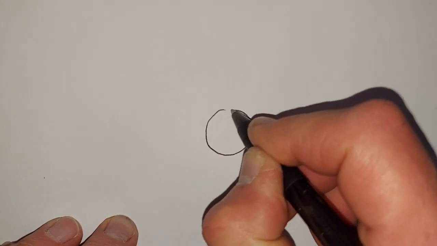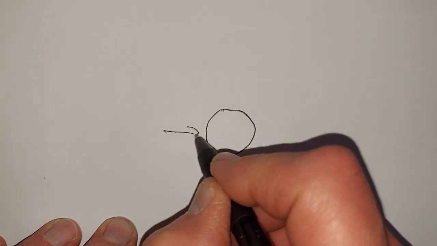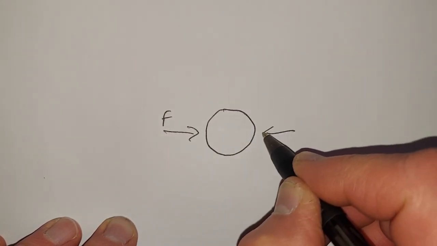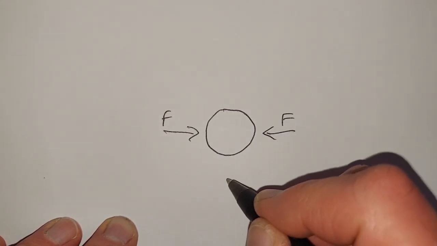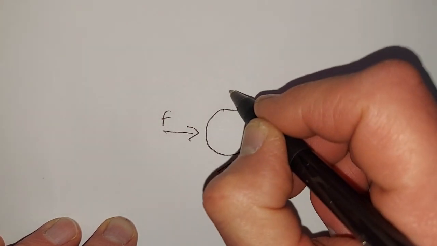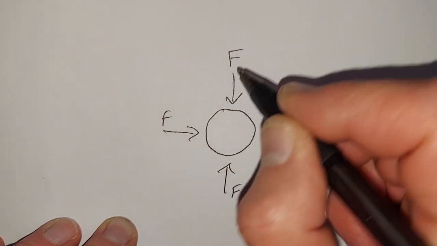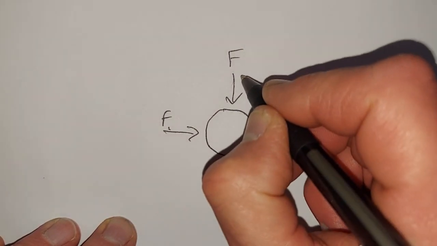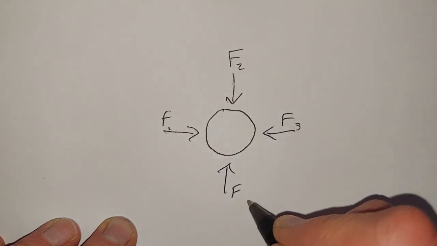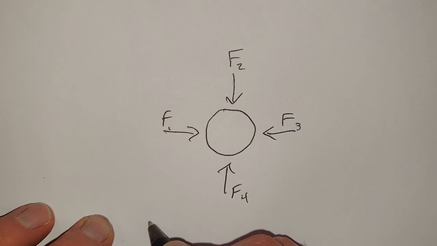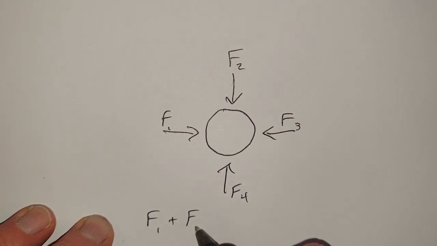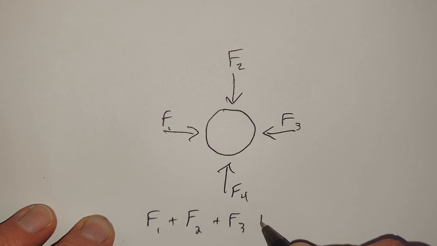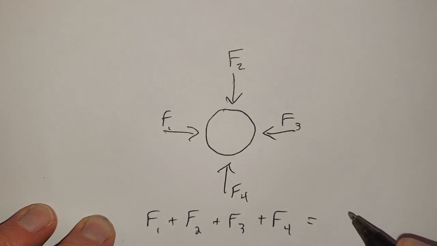Now, every object usually has multiple forces acting on it. If we add up all of those forces, let's say it's force 1, force 2, force 3, force 4. If we add them all up, force 1 plus force 2 plus force 3 plus force 4, that gives us our net force.